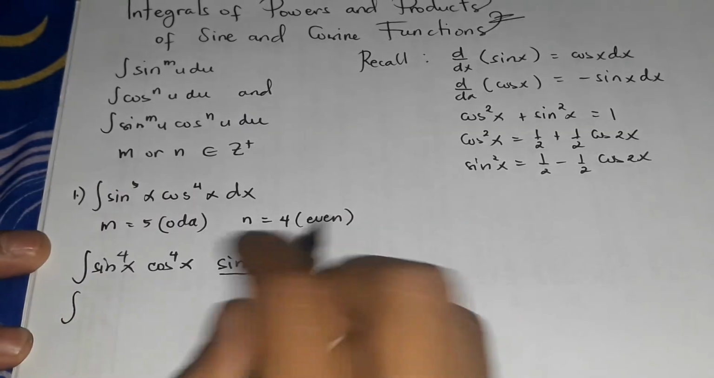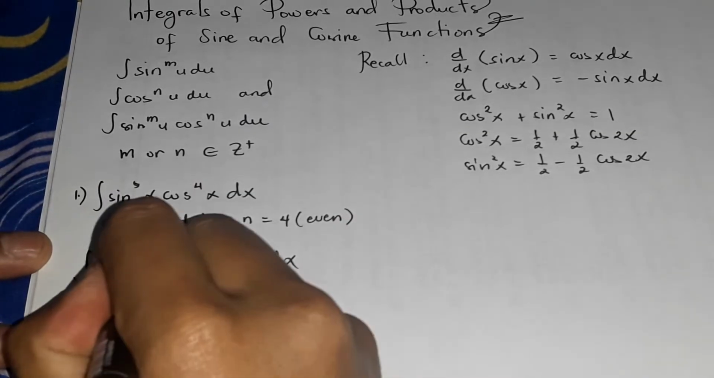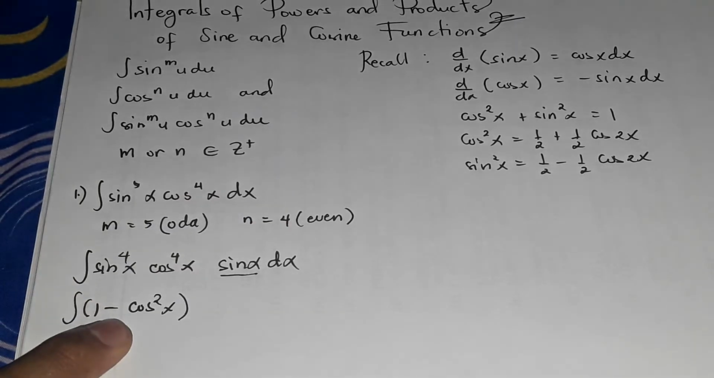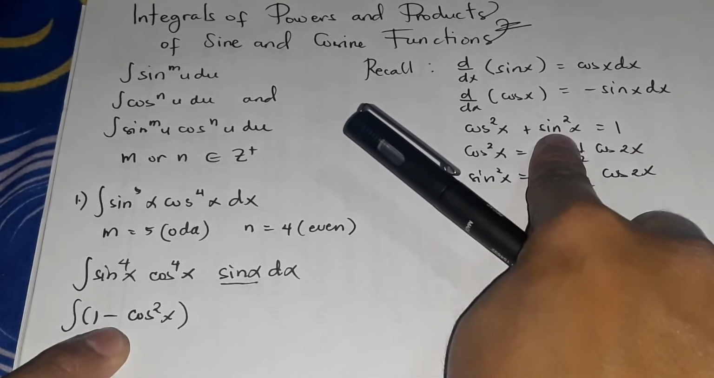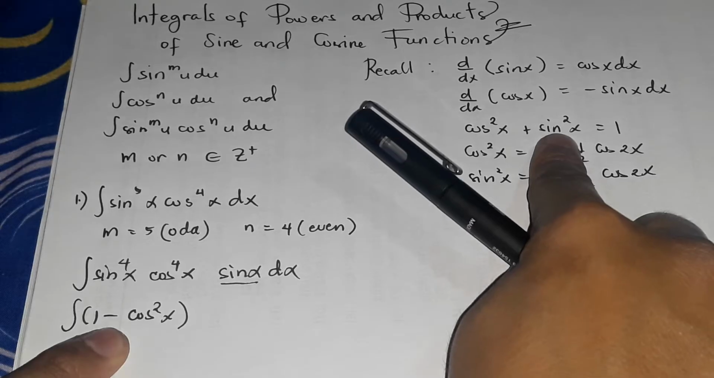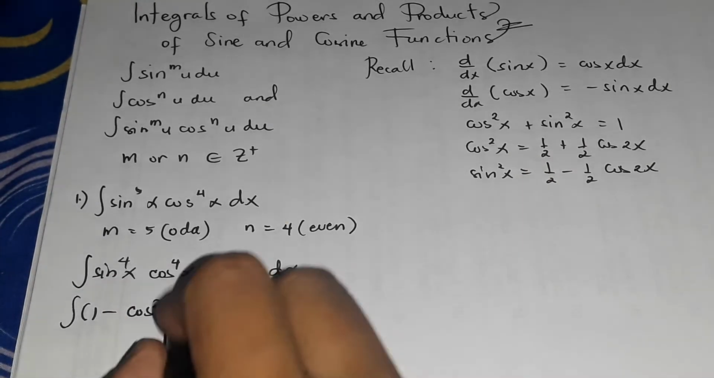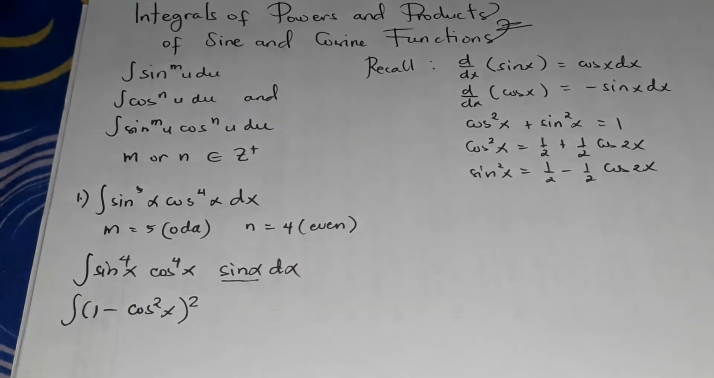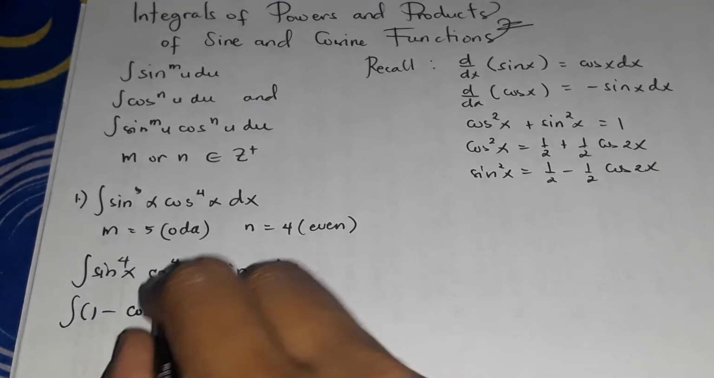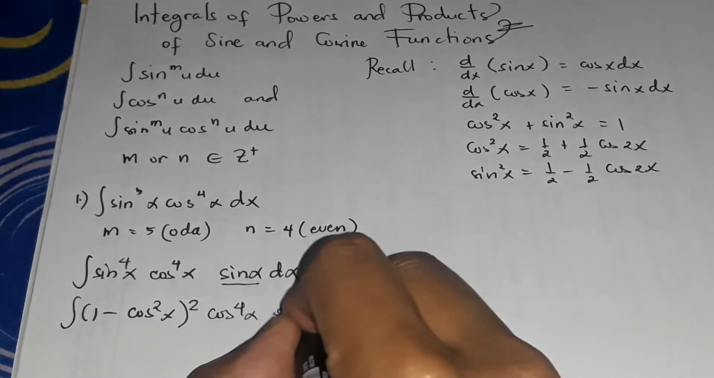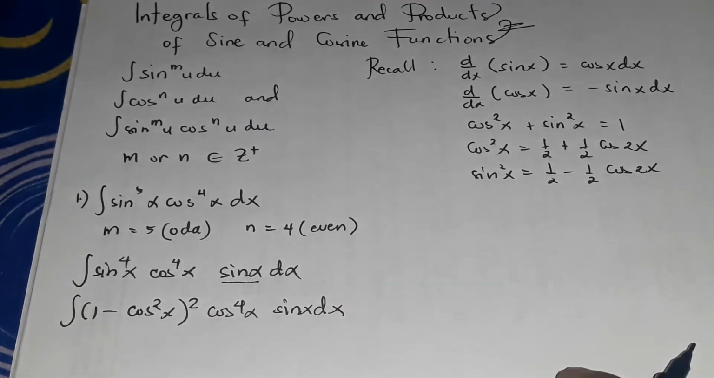For sine to the 4 x, we have 1 minus cosine squared x. 1 minus cosine squared x by using this identity is equal to sine squared x. And originally, we have sine to the 4, so I need to raise this to the second power. Once again, I will copy cosine to the 4 x and sine x dx.